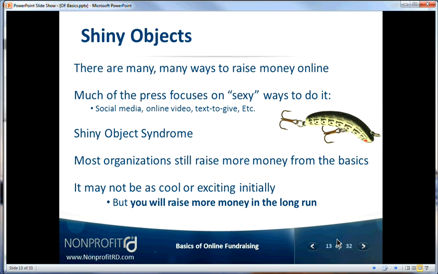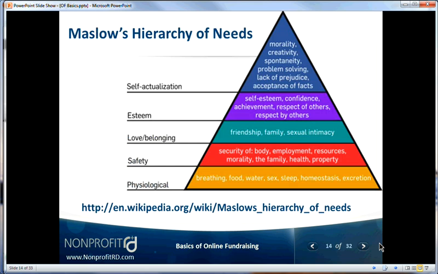Those things, social media, online video, text to give, don't raise as much money as just the basics. And that's sending out emails, telling people about your campaign, convincing them that it's a good campaign, and giving them an online donation form. That is still going to raise a lot more money for you than spending all this time on social media. It's not going to be as cool or as exciting initially, but it does get really exciting when that money starts rolling in. I would rather have the money roll in and be excited about that than have some cool campaign that everyone's talking about, but no one's actually donating. So be wary of the shiny object syndrome.